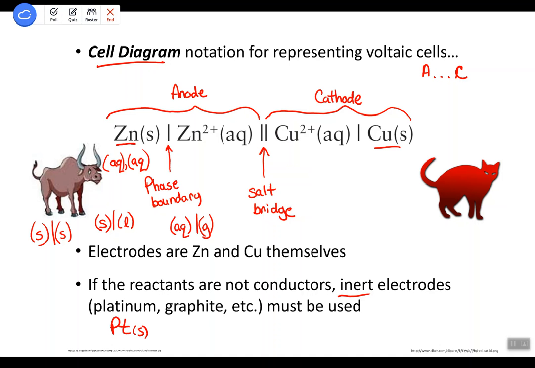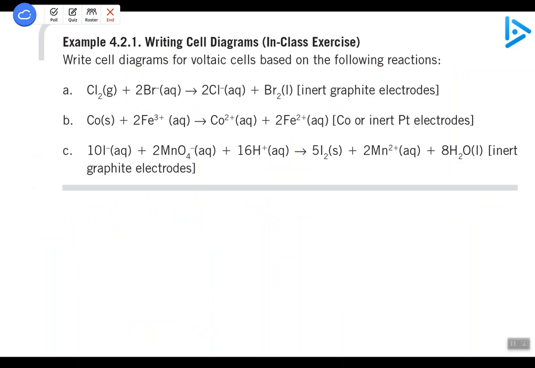It can be the site of the oxidation or reduction at the anode or the cathode, but it's not being oxidized or reduced itself. It's simply conducting the flow of electricity. So platinum is often used, or carbon solid graphite can also be used. So let's go ahead and practice and draw some cell diagrams.